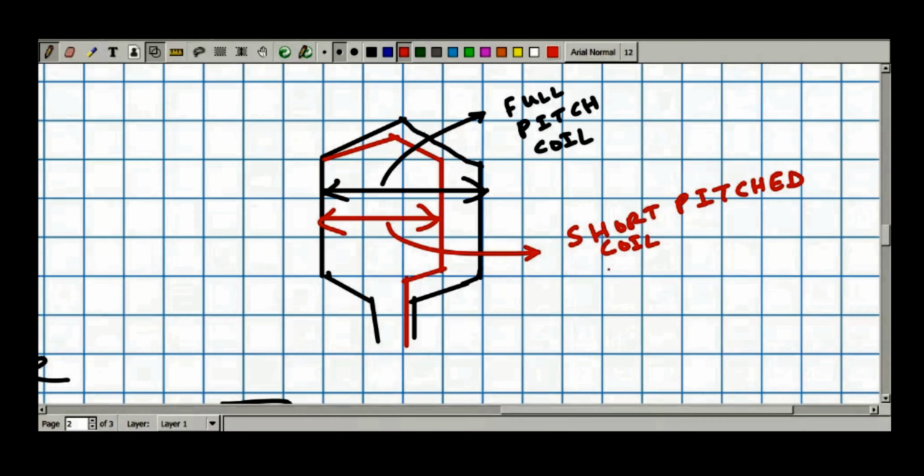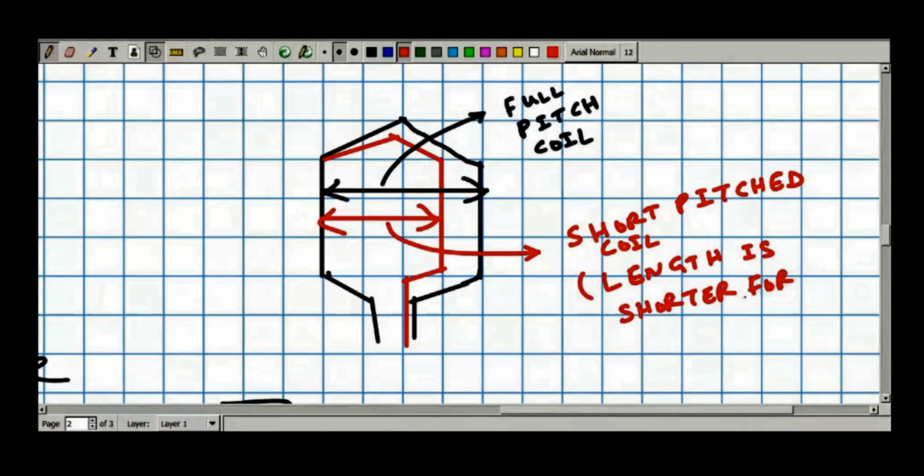So what do you find? Length is shorter for the short pitch coil, which is shown by red, and over here length is longer.